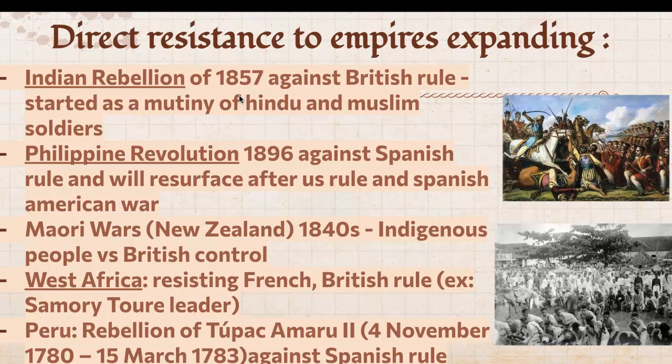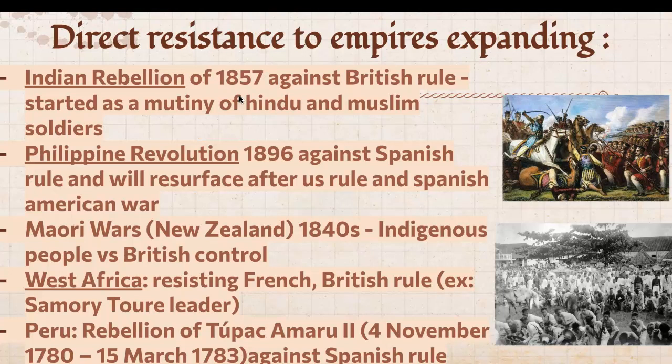Next is the Maori Wars. This is happening in New Zealand. We talked about this in Unit 5. This is happening in the 1840s. It's going to take place over about 30 years. With that, it is going to be against the indigenous tribe of the Maori people versus the British government.